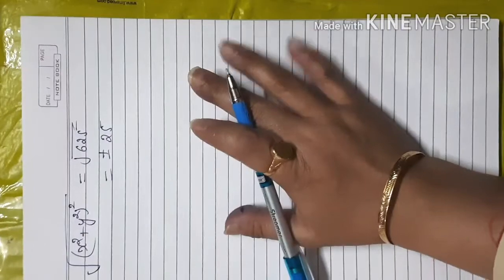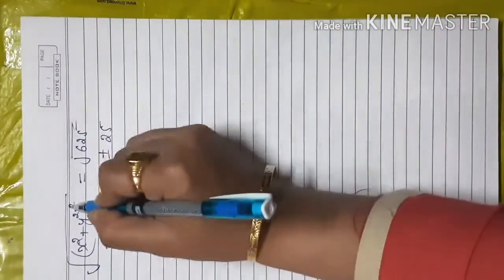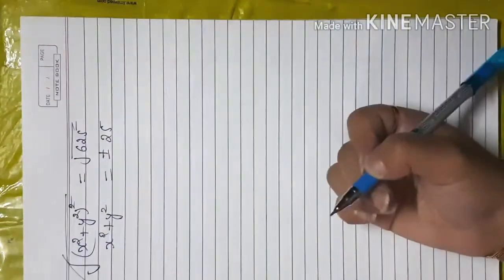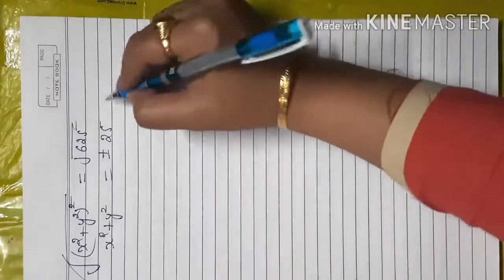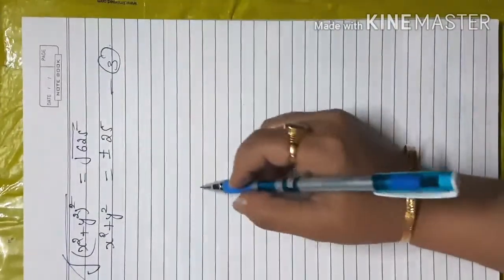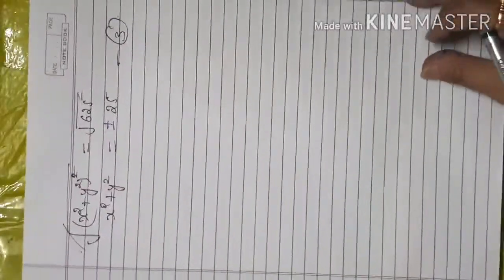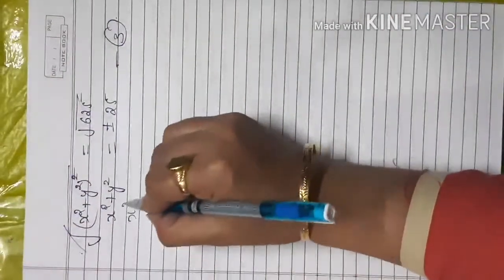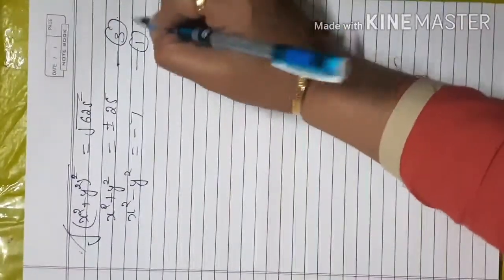So that gives me x square plus y square. This square root will be cancelled. So we got another equation, that is my third equation. Now we already have my first equation here in the form of x square minus y square: x square minus y square is equal to minus 7. That was my first equation.